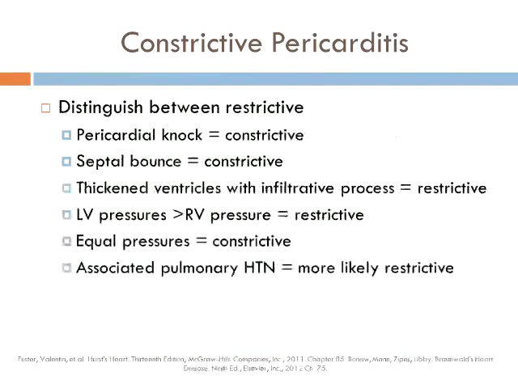So some of the ways we can distinguish it from restrictive: pericardial knock is suggestive of constrictive. Septal bounce is suggestive of constrictive. Thickened ventricles with an infiltrative process lead us more to think it's restrictive, processes such as amyloid and things like that. If the LV pressure is greater than the right pressure, it's restrictive. They should be equal in constrictive. Equal pressures, like I said, constrictive. Associated pulmonary hypertension makes you think restrictive, like amyloid, sarcoid, those kinds of things.